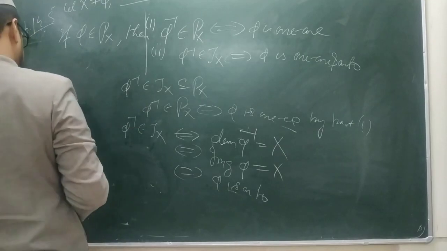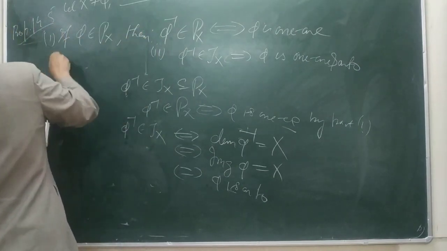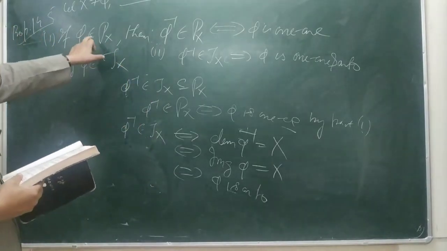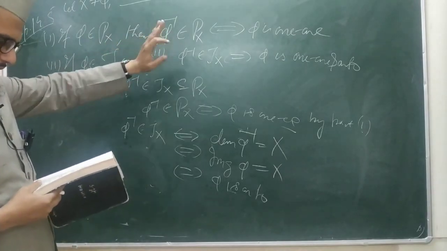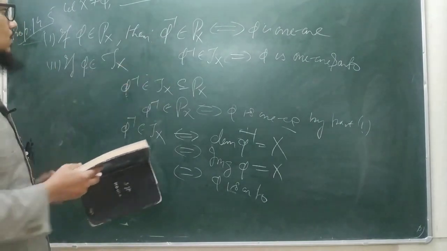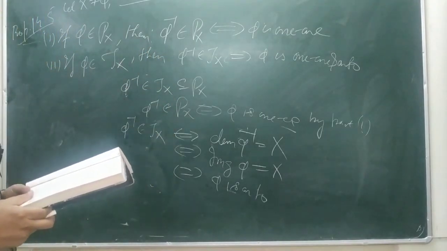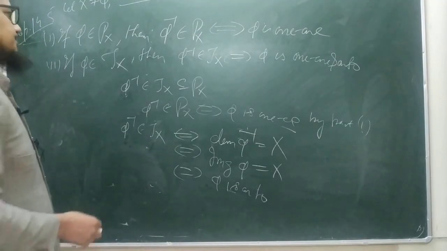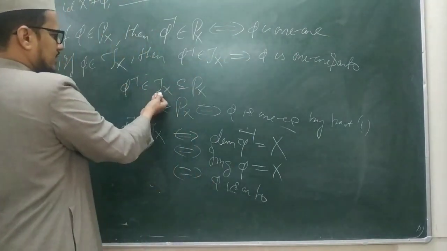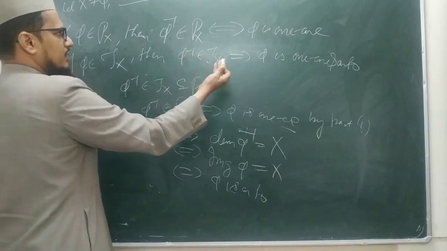Then there are two parts. First, if phi belongs to Px, then phi inverse belongs to Px implies phi is 1-1. Second, if phi belongs to tau x, then phi inverse belongs to tau x if and only if phi is 1-1 and onto. So we have to prove phi inverse belongs to tau x if and only if phi is 1-1 and onto. If phi inverse belongs to tau x, of course phi inverse goes in Px, and when phi inverse goes in Px, we have already proved by part one that phi is 1-1.